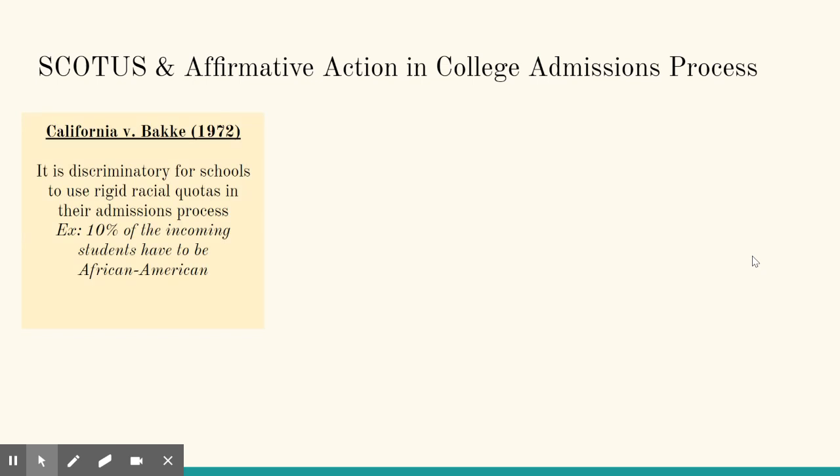The first affirmative action case to reach the Supreme Court involved the University of California's admissions policies back in the early 1970s. The case was called California versus Bakke. Basically, the court was considering the University of California's admissions policies, and in dispute was that the university was using racial quotas as part of their admissions process.